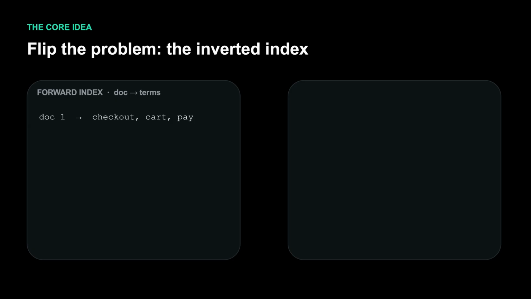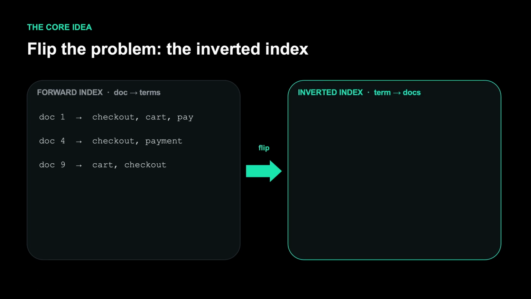A normal table is a forward index. Each document points to its words. Document 1 contains these terms, document 4 contains those, and so on. An inverted index flips it. Each term points to the documents that contain it. The word "checkout" maps to a list: doc 1, doc 4, doc 9. The word "payment" maps to doc 4 and doc 7.